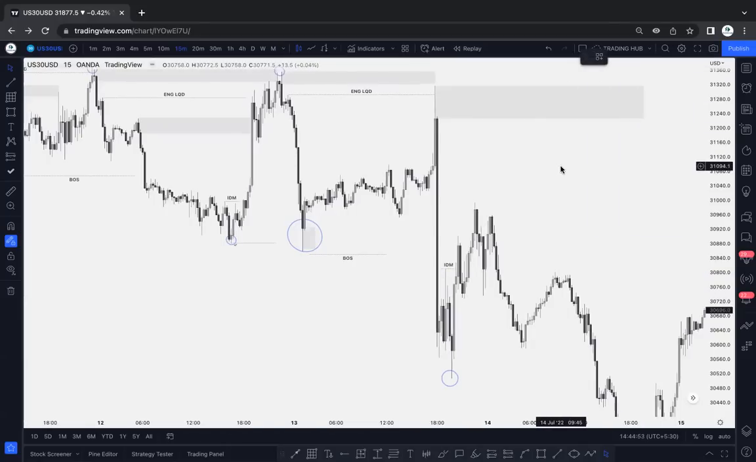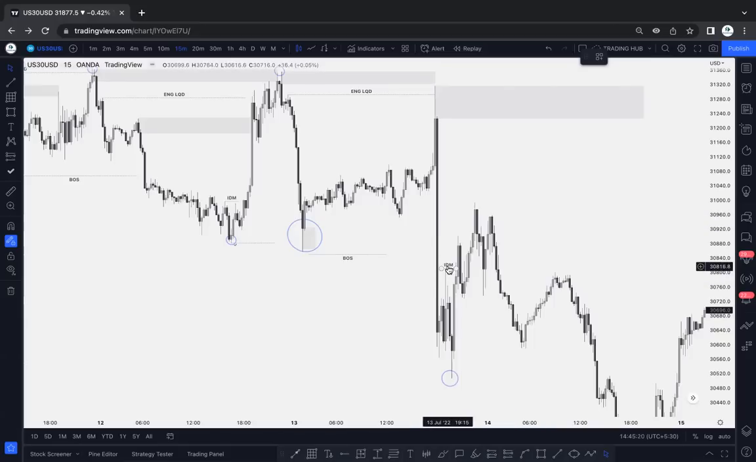Okay, so this is IDM, correct? And IDM is necessary. Order block is not necessary to enter the market, because order block is additional confirmation. The main purpose is to take out the liquidity, and liquidity is always sitting above and below swing highs or lows, correct?